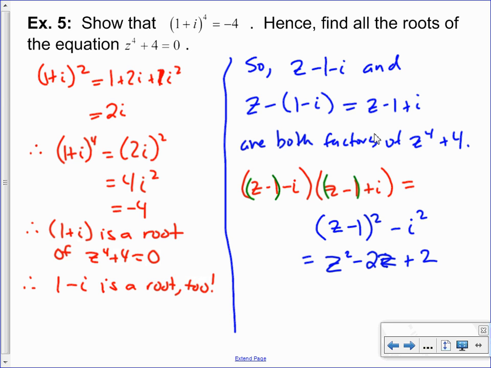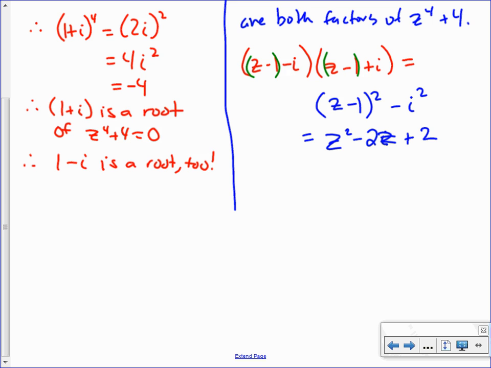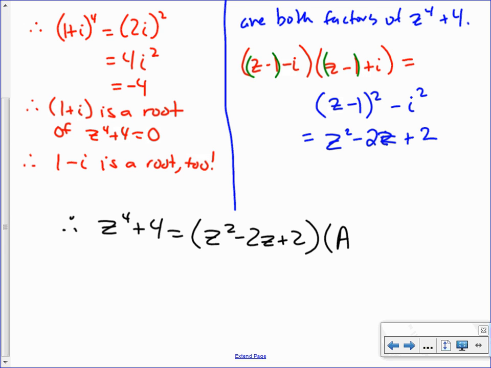True? Okay. So imagine this. This means, therefore, using these two things, that z to the 4th plus 4 is equal to that quadratic times another quadratic. Well, not necessarily. I'll show you. So that's equal to z squared minus 2z plus 2 times some other random quadratic, az squared plus bz plus c.